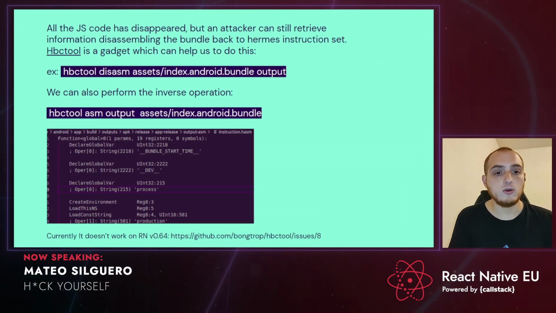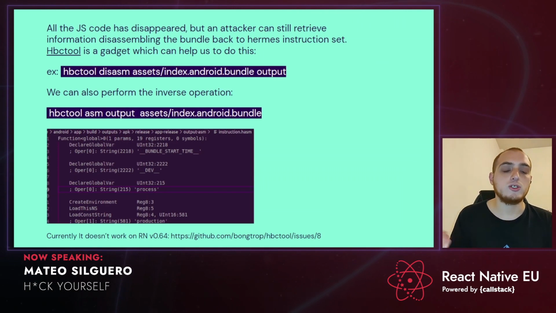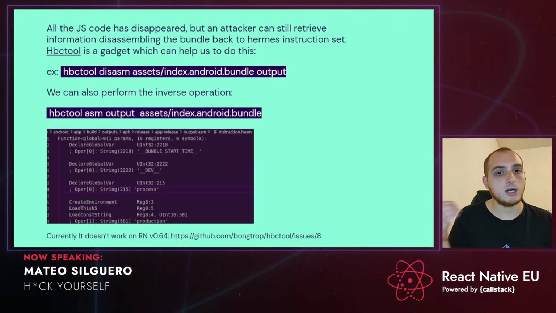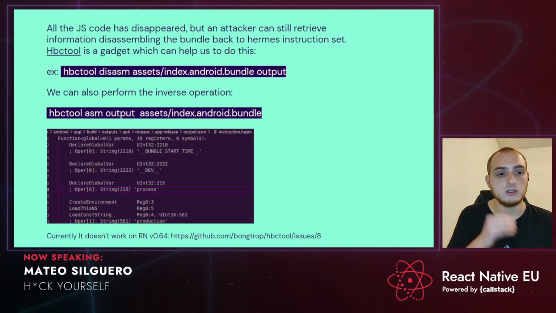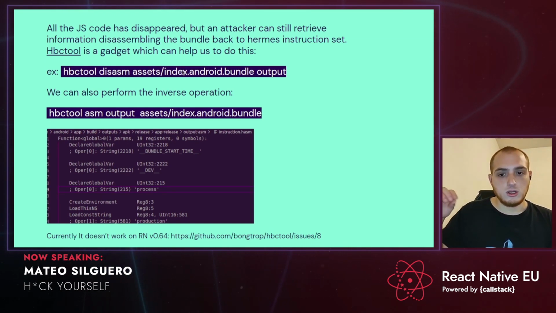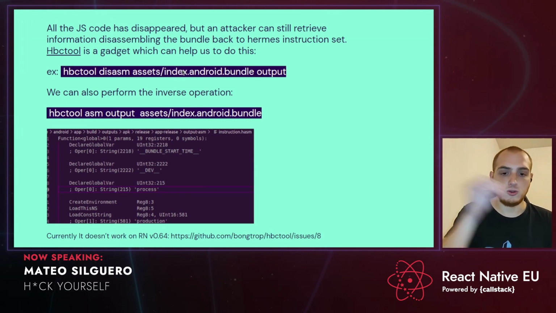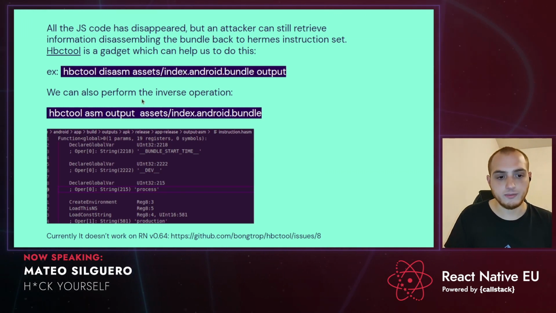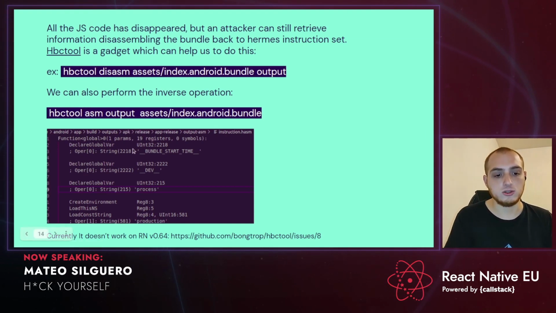All the JS code has disappeared, but an attacker can still retrieve information by disassembling the bundle back to the Hermes instruction set. We can use hbctool, which can help us to disassemble the bundle to the Hermes instruction set. This is how the instruction file looks like.